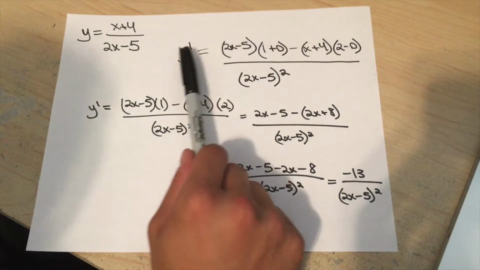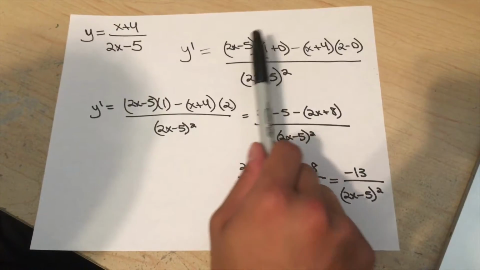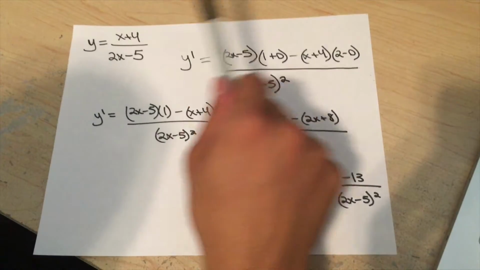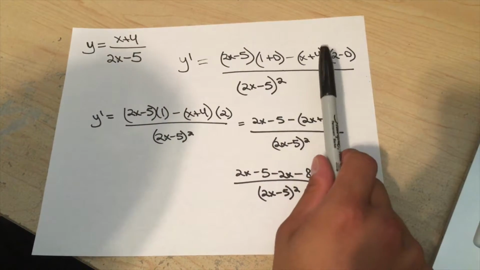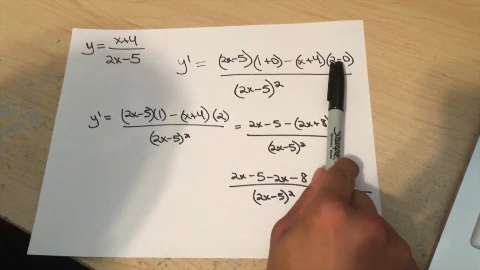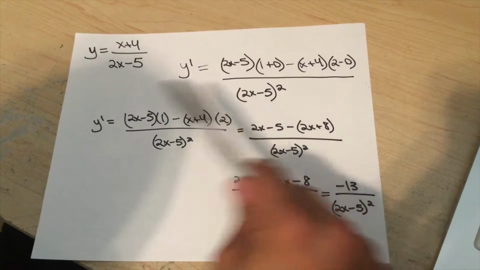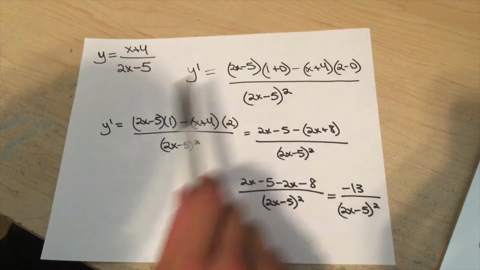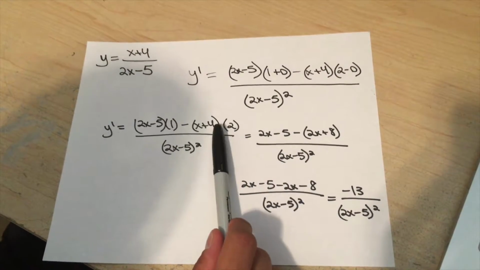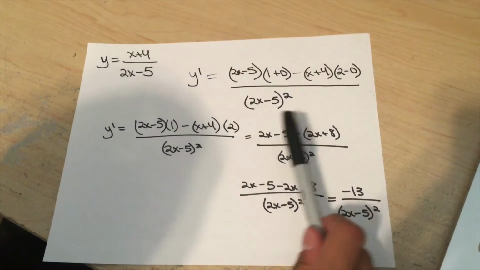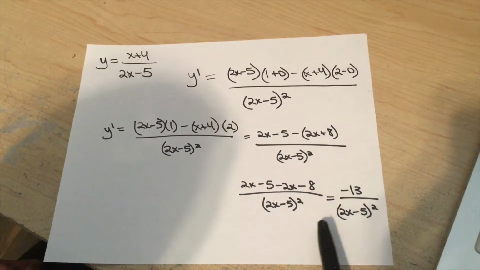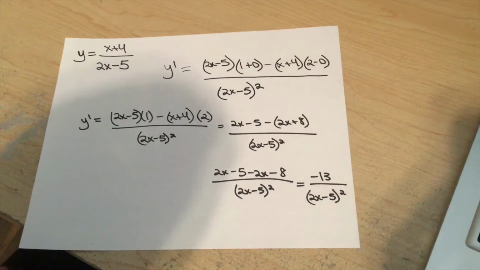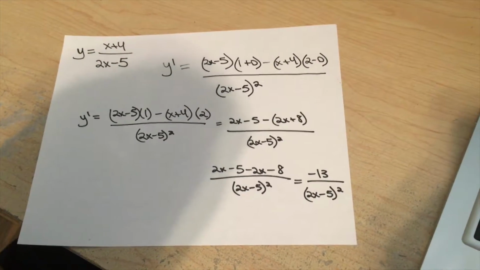Using the quotient rule, y prime would equal 2x minus 5 times the derivative of the numerator, which is 1 plus 0 since that's 4, minus the derivative of the denominator times the numerator, all over the denominator squared. The next step is to multiply the binomials and leave the denominator, and then you simplify. Once you simplify the top, you add and subtract, and you get negative 13 over 2x minus 5 squared.